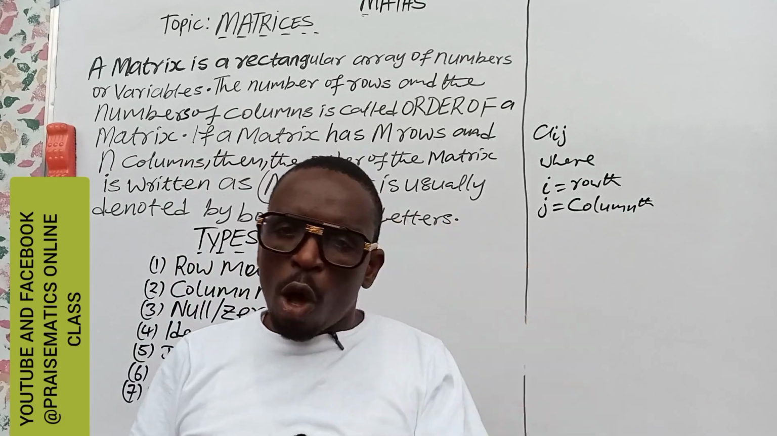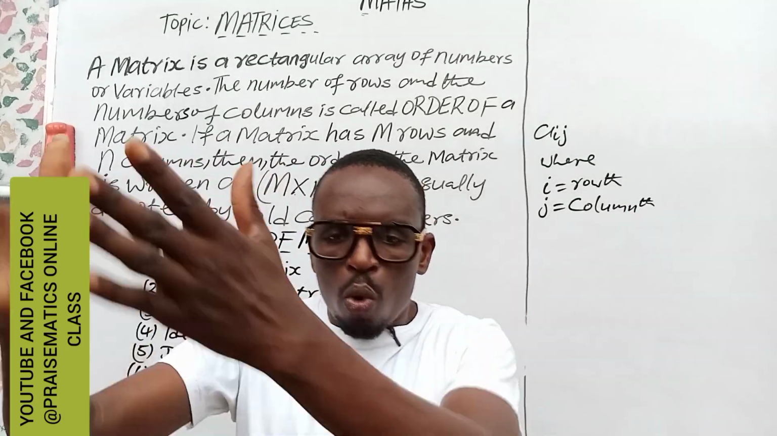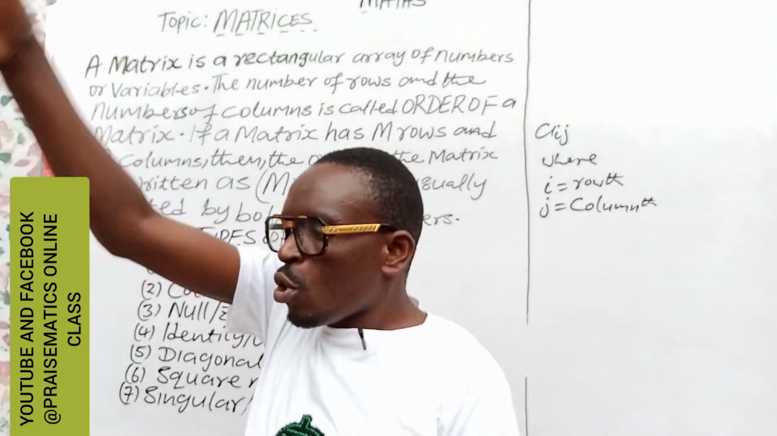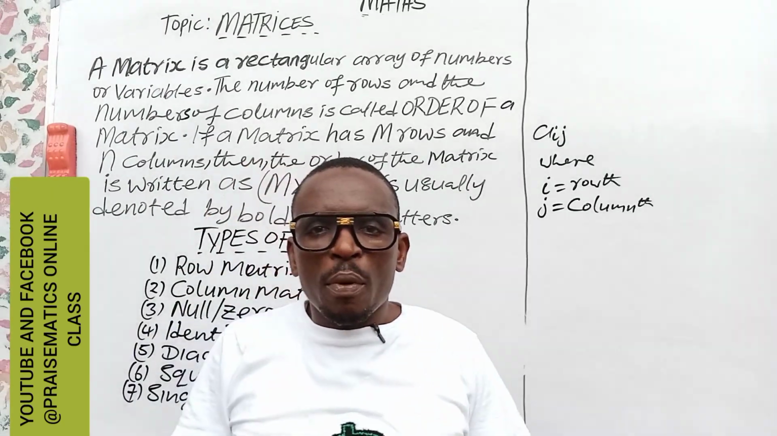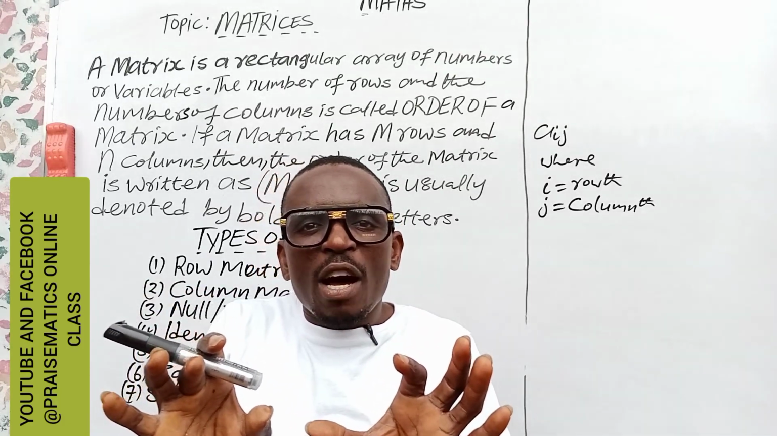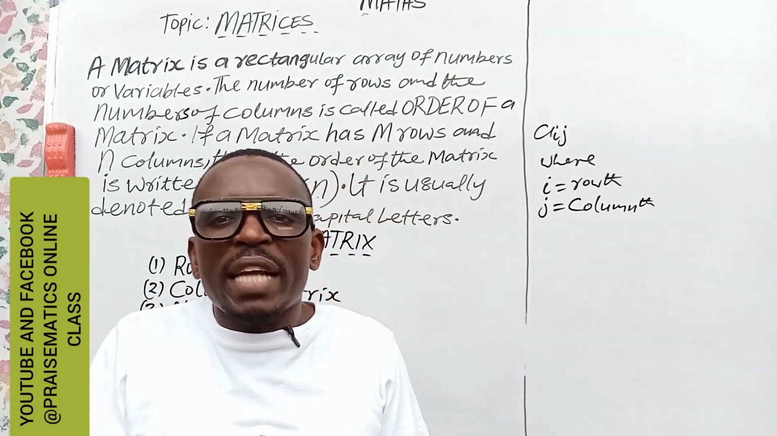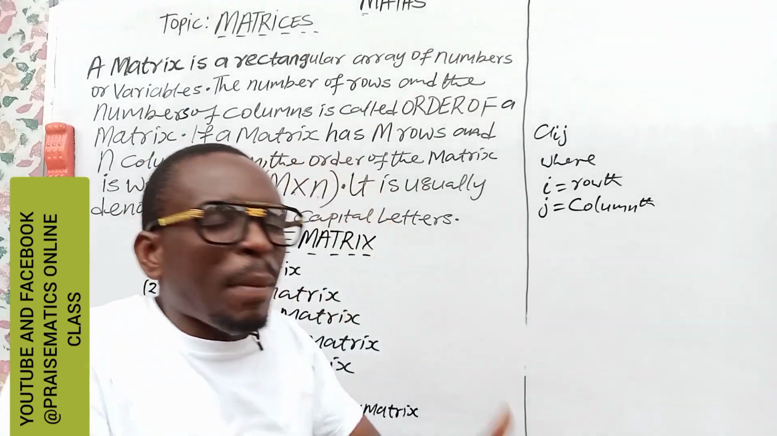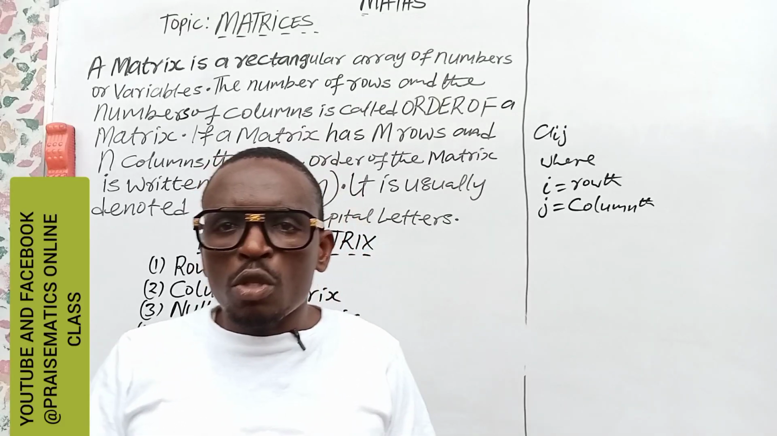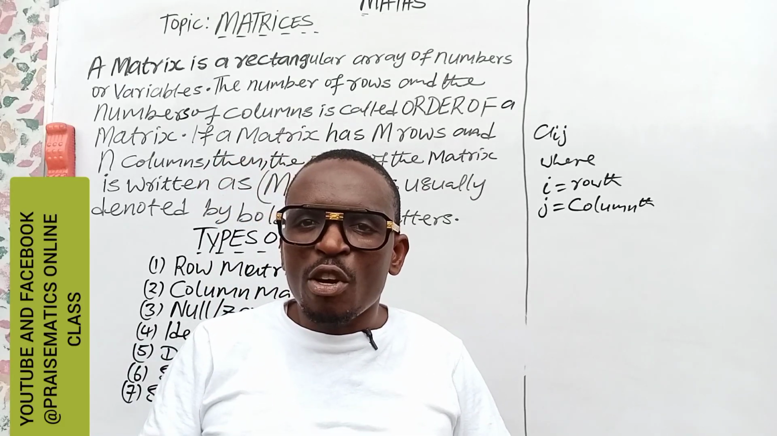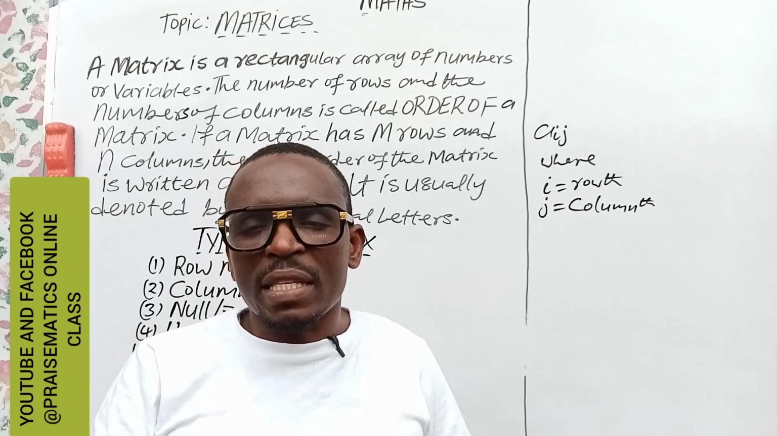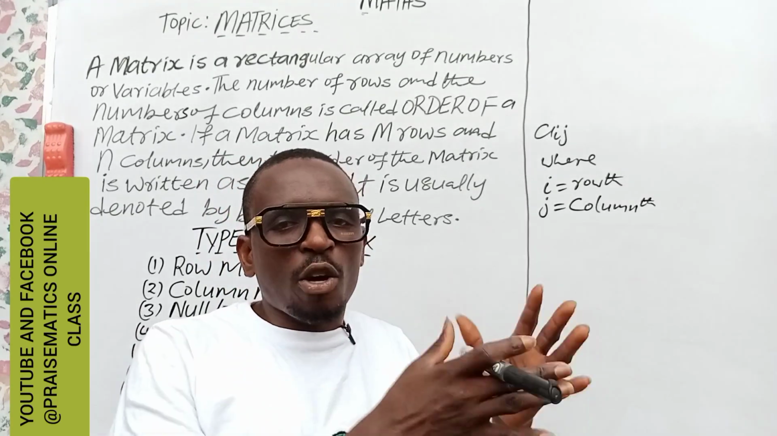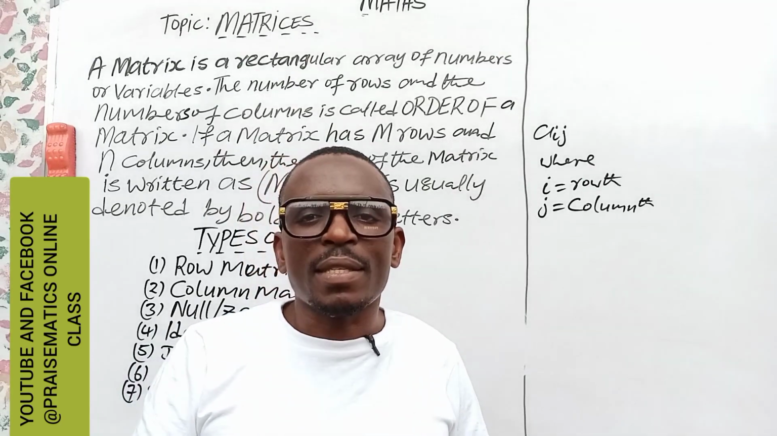So when you arrange numbers in row 1, row 2, row 3, column 1, column 2, column 3. For example, the arrangement of an examination hall. If you want to write your WAEC or any exam, they will arrange you in a matrix form. Even at the assembly ground, you are arranged in a matrix form. So the arrangement of numbers in rows and columns is called a matrix.